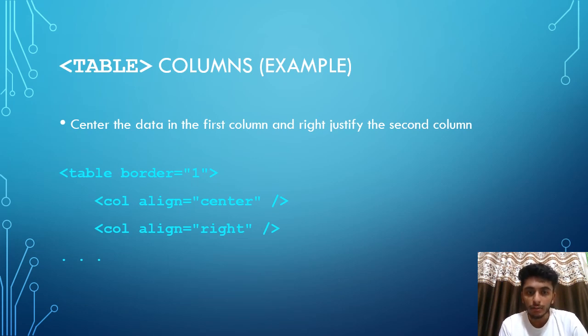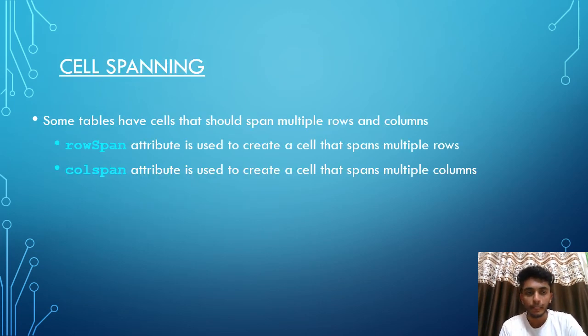Center the data in the first column and right justify the second column. You can see here we have a table with border 1, one column with alignment center, and another column with alignment right. So the first column is centered and the second column is right justified. That means it will be present on the right side of your screen.